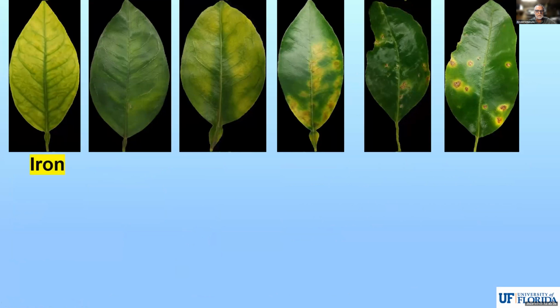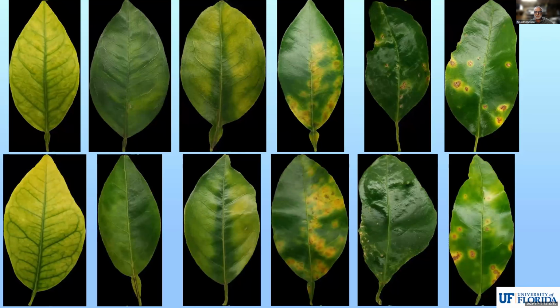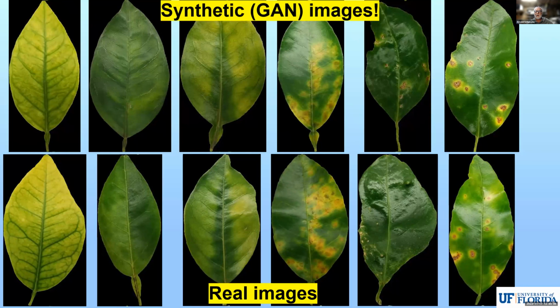And I wanted to show you these images, again, out of our leaf diagnosis app for citrus: iron deficiency, HLB disease, magnesium, greasy spot disease, scab disease, which is a fungus also, and then citrus canker disease, which is bacterial. So you can see they all look different, but to the untrained eye, not so much. But what I want to ask you is, what do you think, which row is real and which is fake? The top row or the bottom row? Because they're both different. Here's the answer. Real images are at the bottom. The top ones were generated with a GAN.